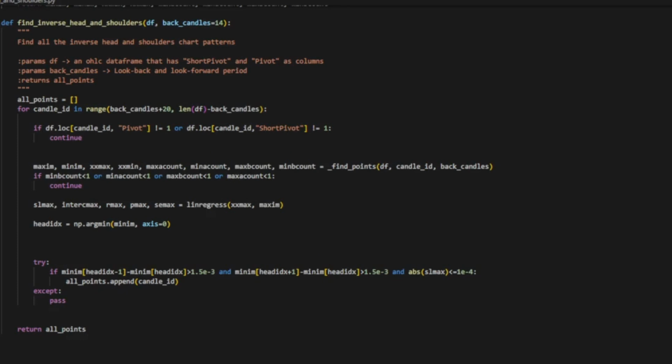As you might imagine, the code for the inverse head and shoulders pattern is similar to the head and shoulders. Here it is. We run a regression on the maxima and not minima this time around. This is for the neckline of the pattern. Here are the conditions that identify an inverse head and shoulders pattern. Here is a sample of the results.